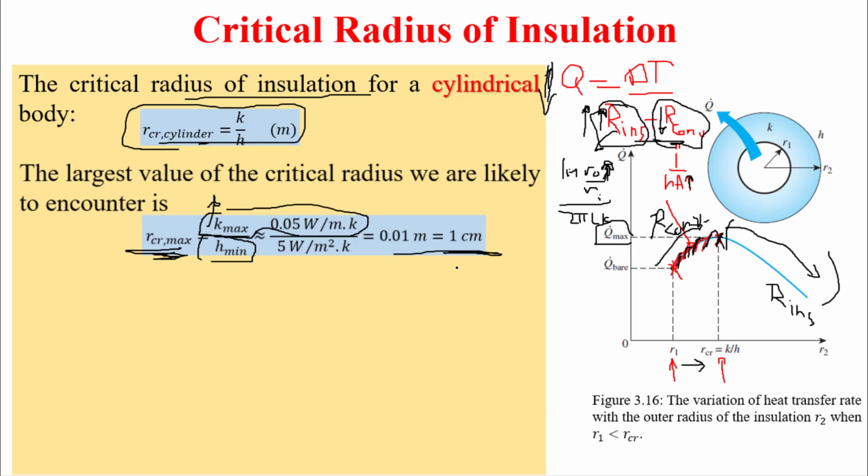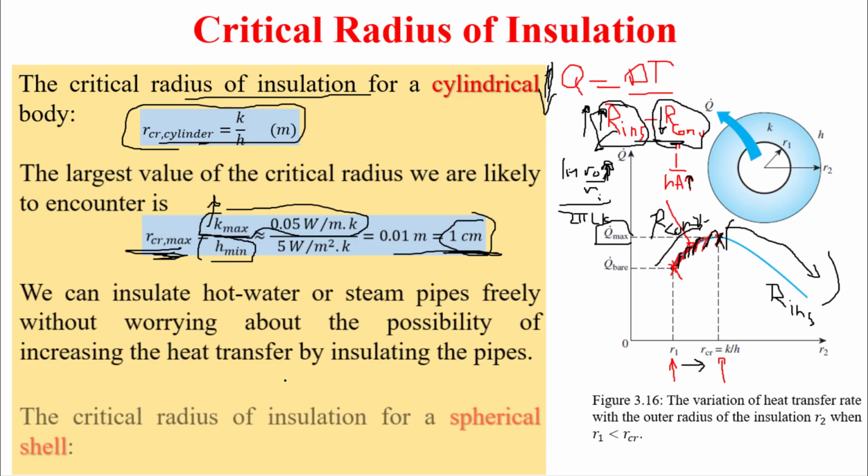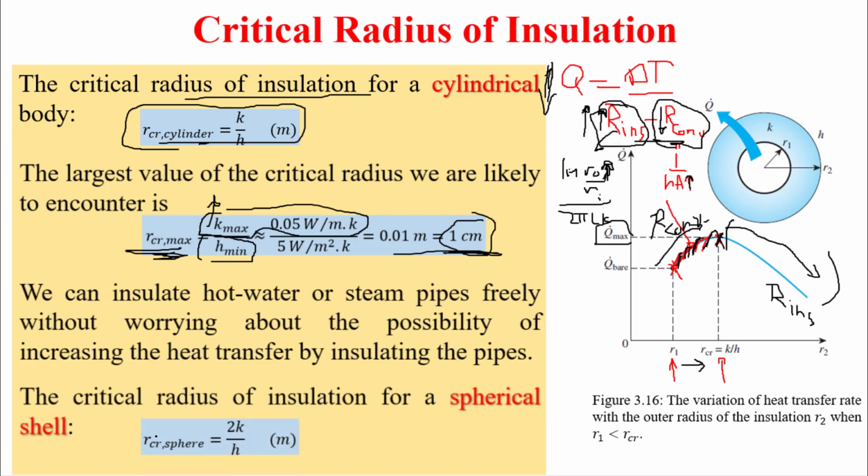Of course, depending on the type of insulation, this value changes, okay, it doesn't stay constant, it is based on the question we have. Okay, so if we have a sphere, this equation changes and becomes 2k divided by h. So this is how we calculate R critical for a cylinder, and this is how we calculate R critical for a sphere.